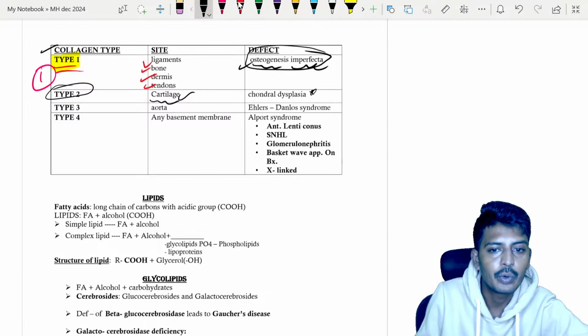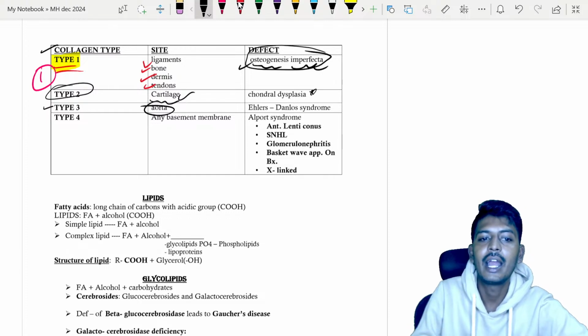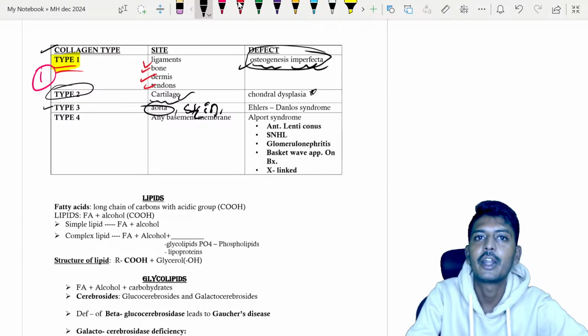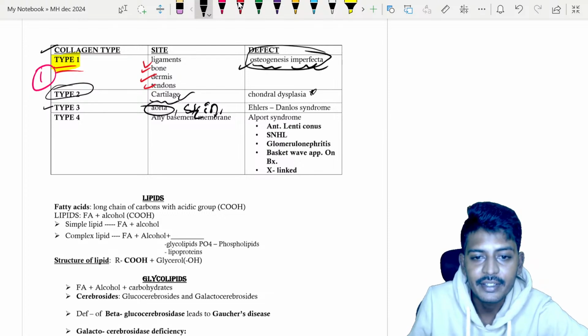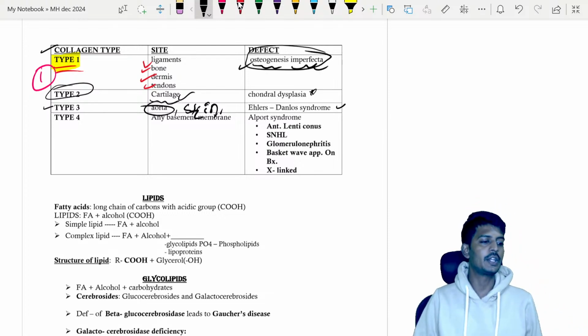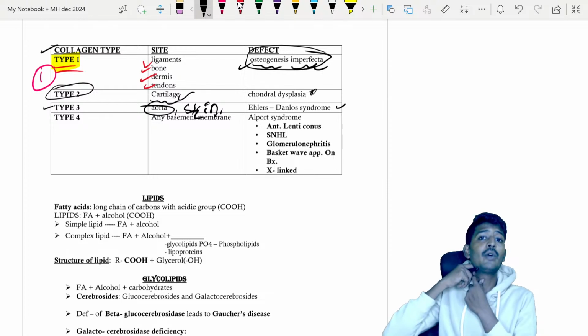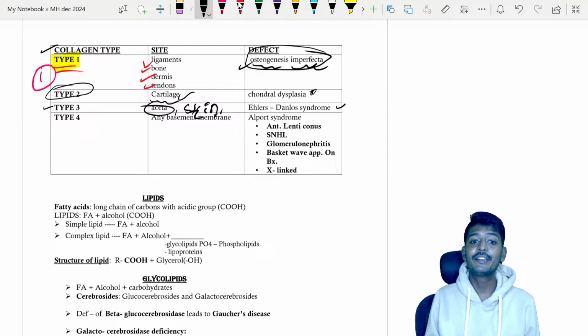And type 3, my dear student, where is it located? Type 3 is located in the aorta, and it is also located in the skin of the body. So there are 2 places. If there is a defect of type 3 collagen, the patient will develop a disease called Ehlers-Danlos syndrome. Which syndrome? Ehlers-Danlos syndrome. My dear students, you might have seen people who have the ability to stretch excessively. Excessive stretching of the skin is due to which disease?